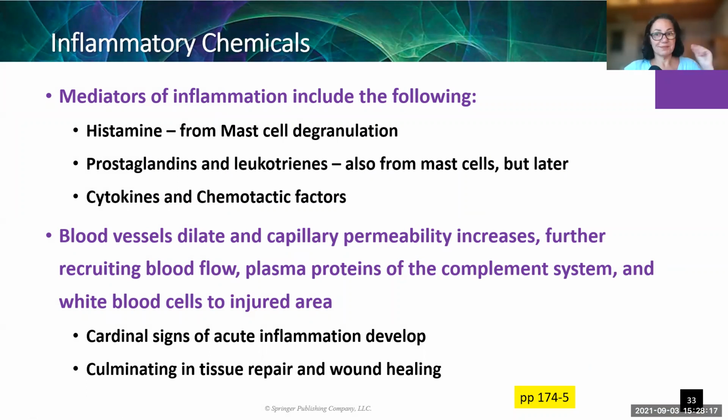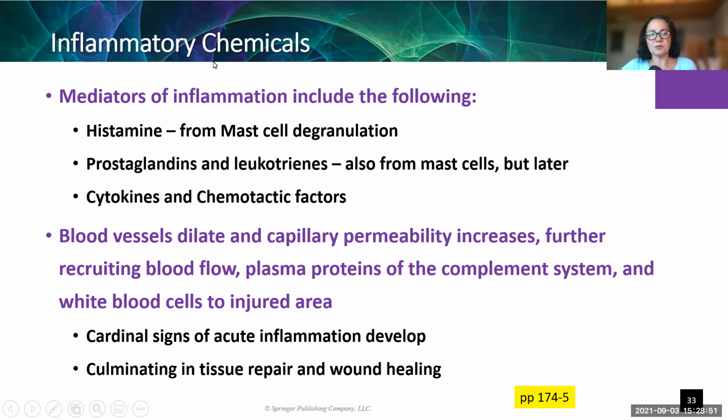For those of you who want detail, basophils also release histamine, but that's a detail, you don't need to know it. Prostaglandins and leukotrienes are also released by mast cells, but later, after they've already degranulated and released their histamine, they start producing prostaglandins and leukotrienes also. And then there are some other chemicals produced by other cells that they can respond to.